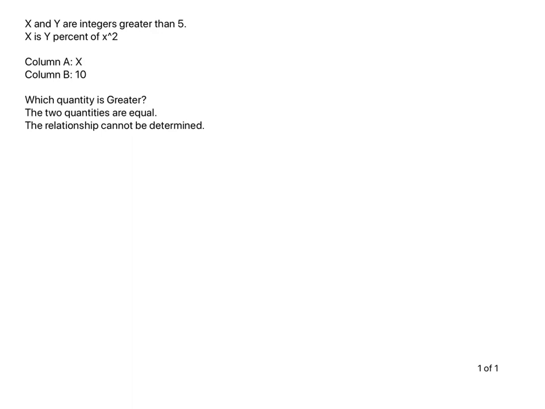Looking at the first two statements, x and y are integers greater than 5. Okay, that's great. It doesn't tell you that much information, but you do know at least that x and y are not negative, and they are any positive integer 6 and up. Then we have the second statement, x is y% of x squared. So let's write that out.